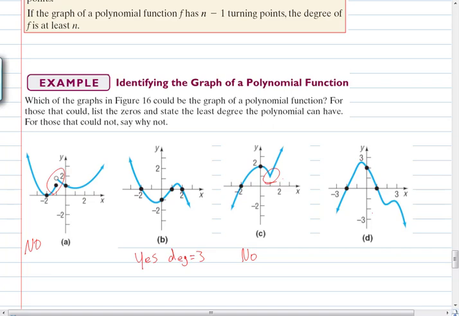Is this a polynomial function? Yes, it is. And what is the degree going to be here? How many turning points? There's 1, 2, 3 turning points, so the minimum degree would be 4. Would the leading coefficient be positive or negative? Negative, because it's pointing down. What about here on this one? Would this be a leading coefficient that's positive or negative? Negative, because this is a decreasing function. It's moving down as you look from left to right.